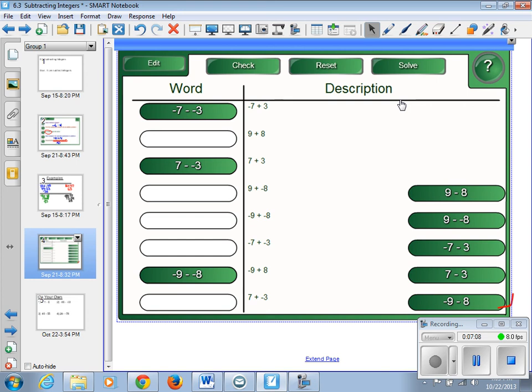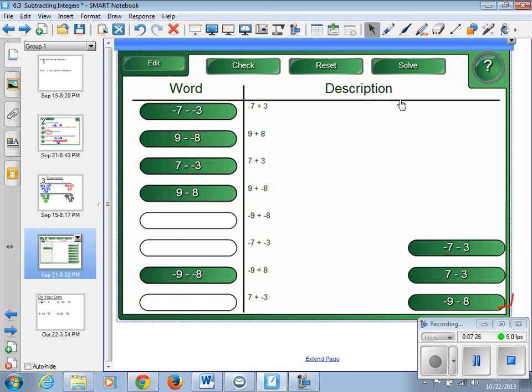9 minus 8. Look, you would probably do that normally. You know that equals 1. But just for our sake of exercise here, that should become 9 plus negative 8. There it is. 9 minus negative 8 becomes 9 plus positive 8. Right there. Negative 7 minus 3 should be negative 7 plus negative 3. And I see that right there. 7 minus 3, again, you would do that normally. But just for the heck of this page, we'll say 7 plus negative 3.